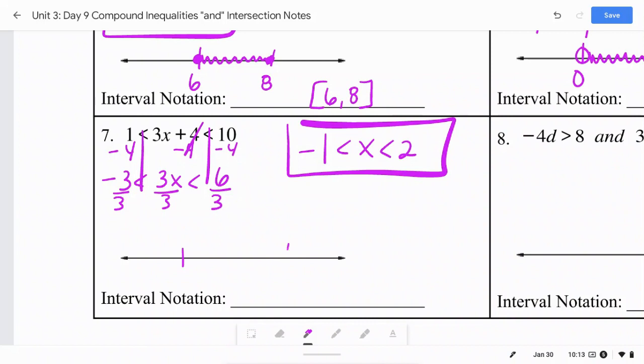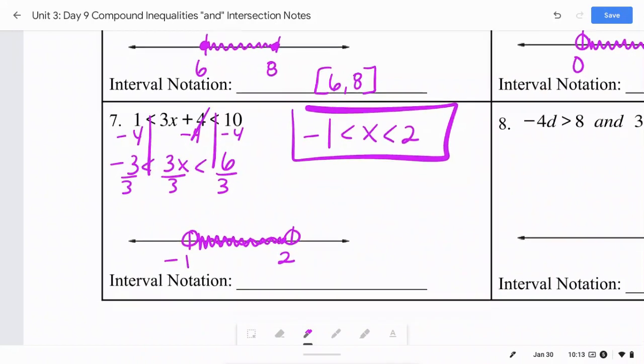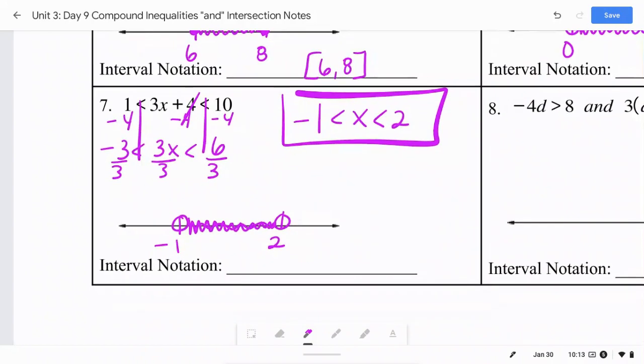Once it's solved on a number line, we're going to put negative 1 first, then positive 2. They're both going to have open circles, and then the shading is going to be in between those two numbers. Then for the notation, we would have parenthesis negative 1, comma 2 with a parenthesis.